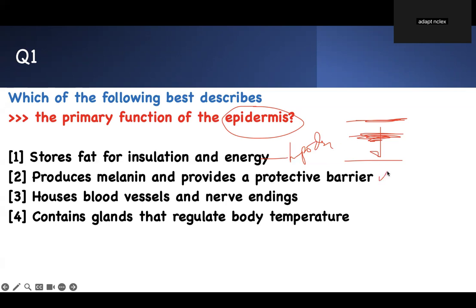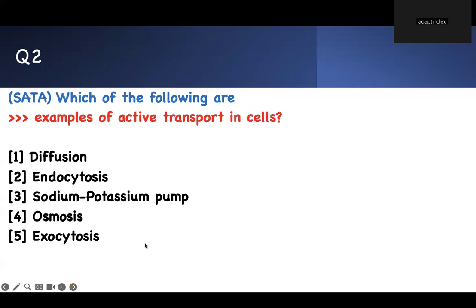Houses blood vessels and nerve endings. The dermis is where, if you get a cut that gets to your dermis, you're going to bleed. Not every cut on your skin bleeds because they never get to the dermis. When you get to the dermis, you have feeling and you have bleeding. So that's blood vessels and nerve endings. Contains glands that regulate body temperature. Regulation of body temperature is within the dermis. So these are contents related to the layers of the skin and their individual functions. So number 2 is the right answer.